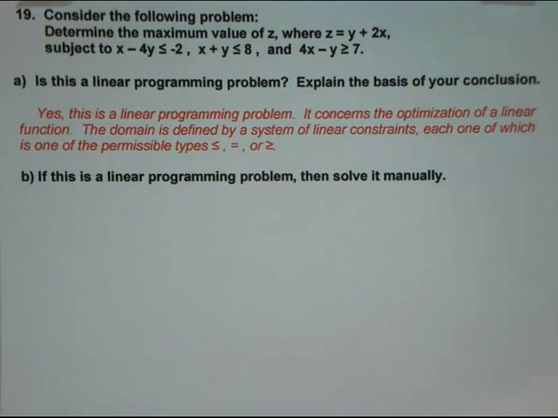Okay, we record our answer for part A. Now, let's go to part B. If this is a linear programming problem, then solve it manually. Alright, well, we first need to sort out what this domain actually is so that we can find the vertices of this domain. That's going to be the important first part. Let's get started with that.